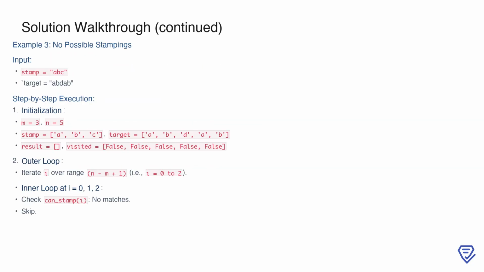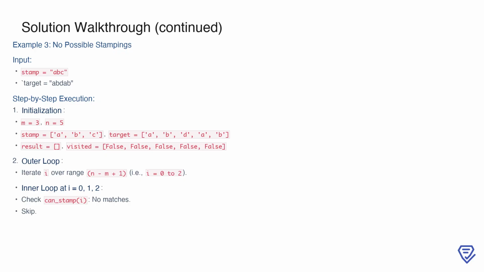In this example, we explore a case where stamping is not possible. The stamp is ABC, and the target is ABDAB. We initialize the variables as before, with M as 3 and N as 5. The stamp and target are converted into lists of characters. The result list is empty, and the visited array is initialized to false for all positions.